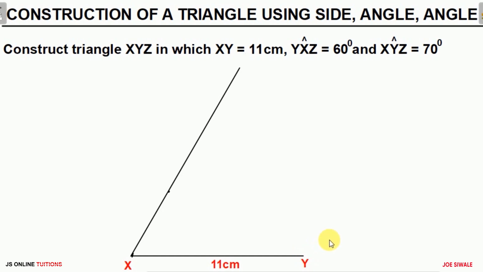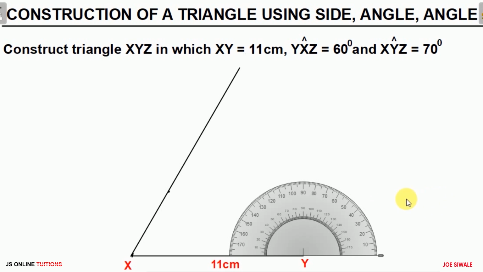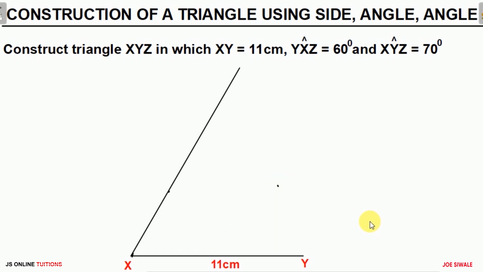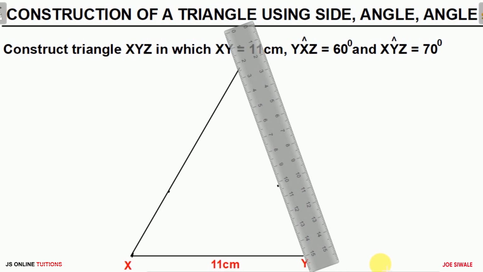So let us measure 70 degrees. So we're going to put our protractor at point Y. So we have our 10, 20, 30, 40, 50, 60, 70. So we're going to put a dot here. Then we're going to construct a line that is going to start at point Y. Then it has to pass through this dot. Then it has to connect to the line that we had constructed at point X. So we can construct our line that will start from point Y. Then it has to pass through the dot.